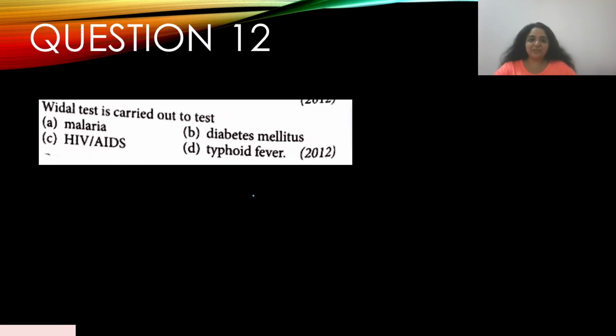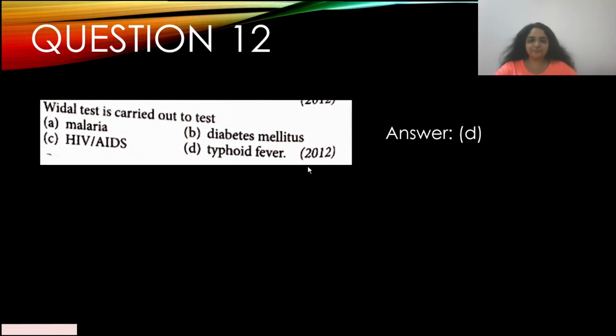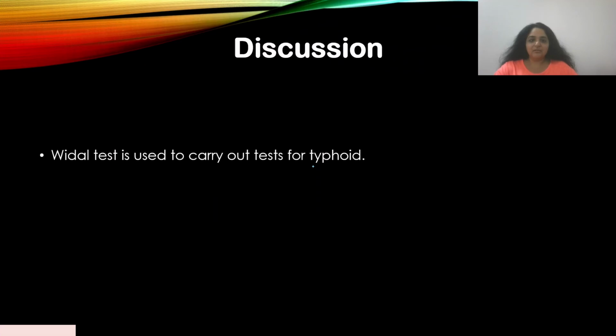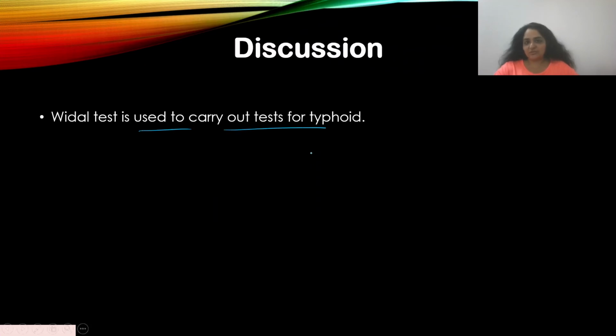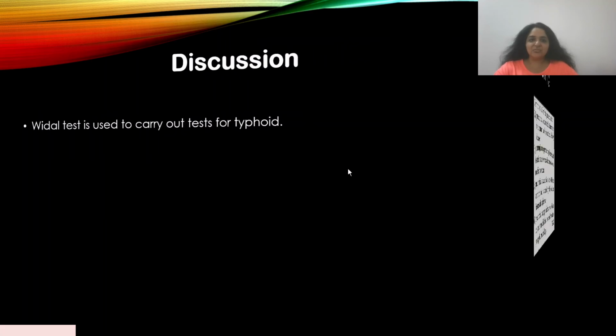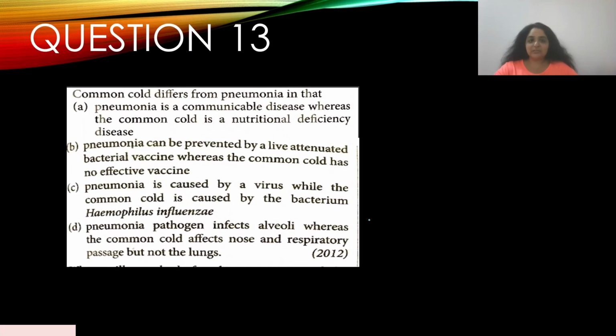Question number 12. Vidal test is carried out to test. We'd already discussed this same question. This appeared in 2012. It's typhoid fever. So the answer is D. Vidal test is used to carry out tests for typhoid. We already discussed this similar question. Let's move on then. Question number 13.